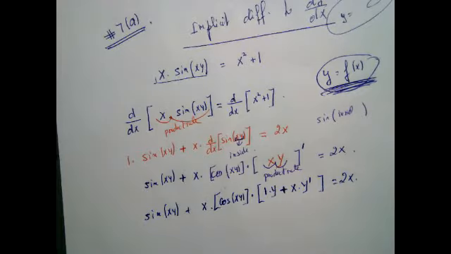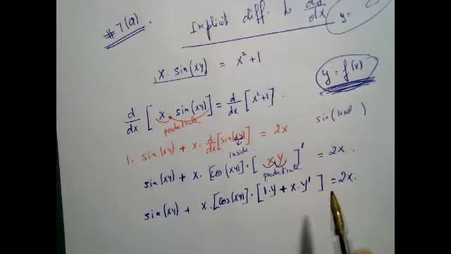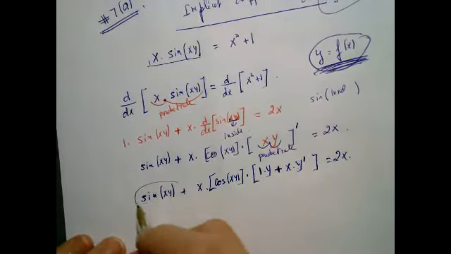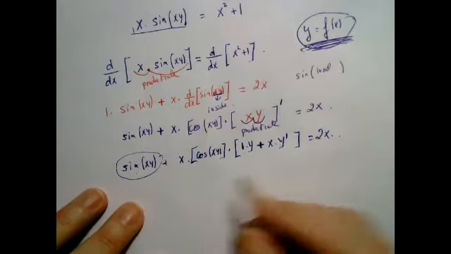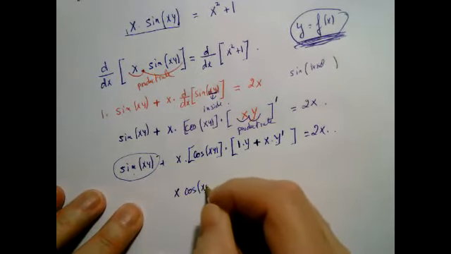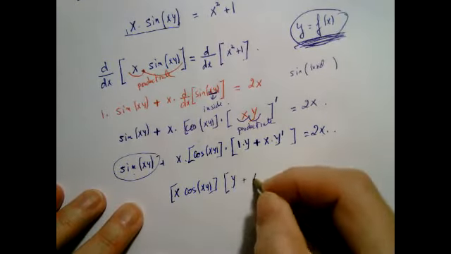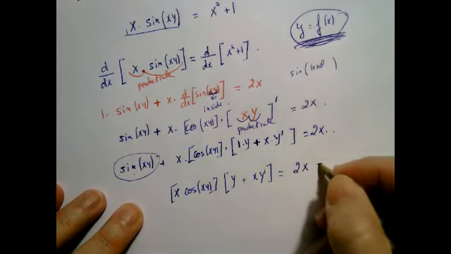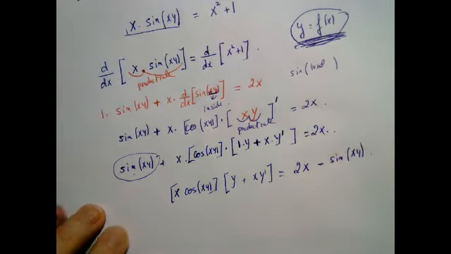Now I need to solve for y prime. It means I need basically somehow to isolate y prime. So now we do the isolation part. To isolate y prime, first I need to move this to the other side. So I'm going to have x cosine xy. So now it's algebra at this stage. Algebra, we have to do it carefully. This is equal to 2x minus the sine of xy.